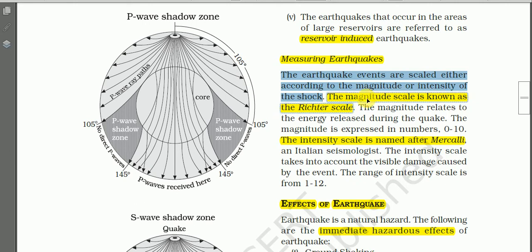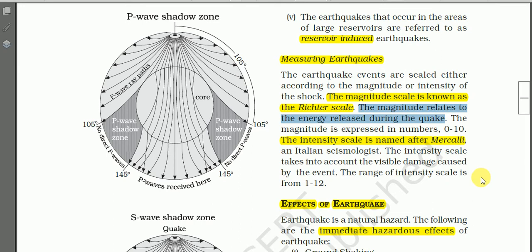The magnitude scale is known as Richter scale, as it was propounded by Charles F. Richter in the year 1935. He was an American seismologist. And the magnitude relates to the energy released during the earthquake.